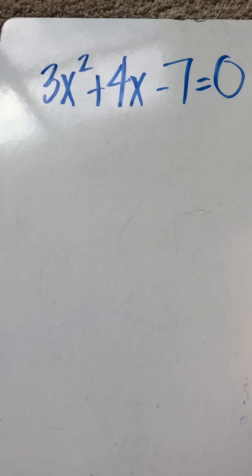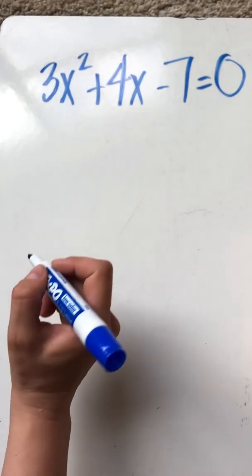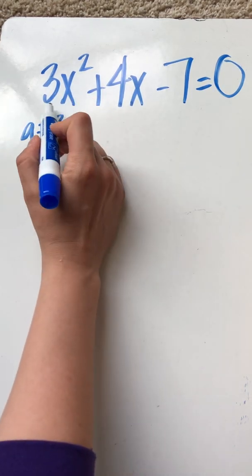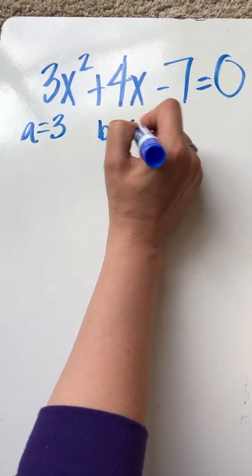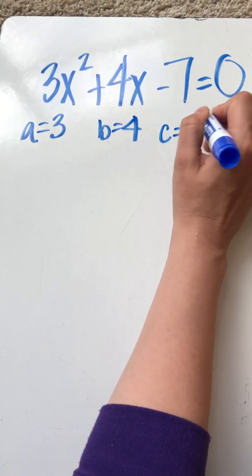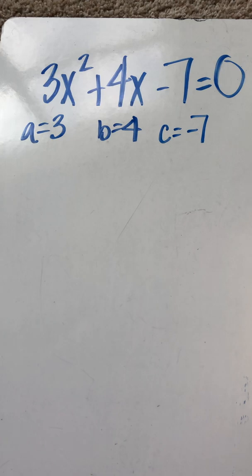This is number 3 on the knowledge check. It's solving a quadratic equation using the formula. So the first thing that you want to do is write out what a, b, and c equals. So a is 3 because it's the number touching x squared, b is 4 because it's the number touching the x term, and c is -7 because it's the number by itself, the constant.